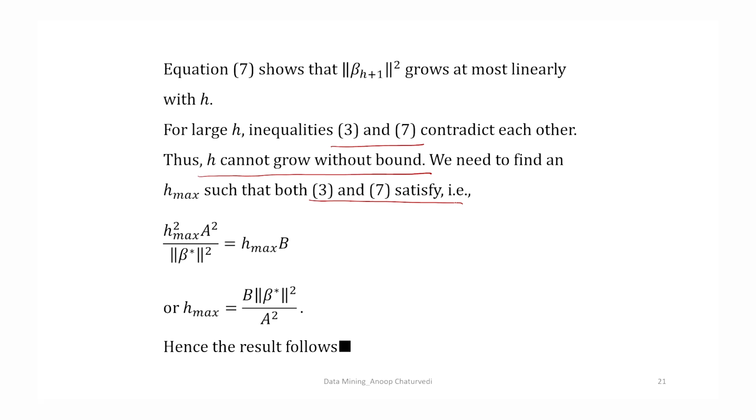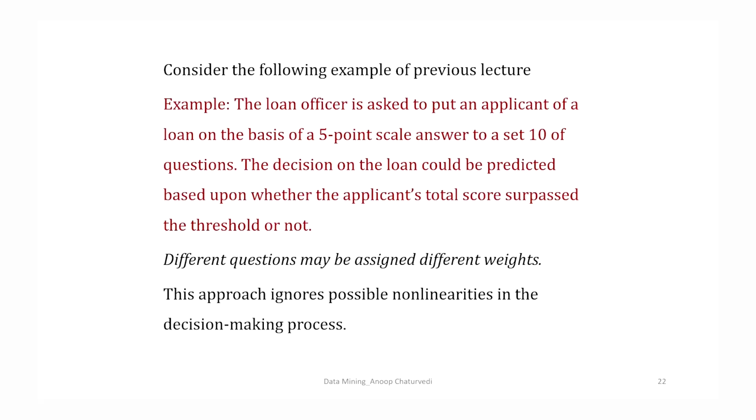That is, h maximum square a square upon norm of beta star square is equal to h maximum b, or h maximum is equal to b norm of beta star square upon a square. So, h cannot grow without bound. So, in a finite number of steps you get the solution. Hence, the result follows.